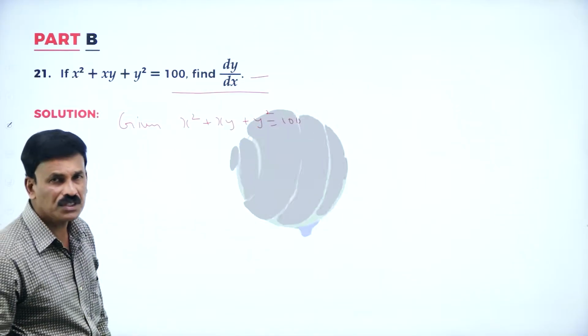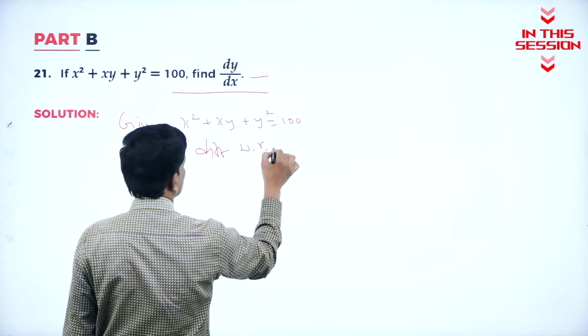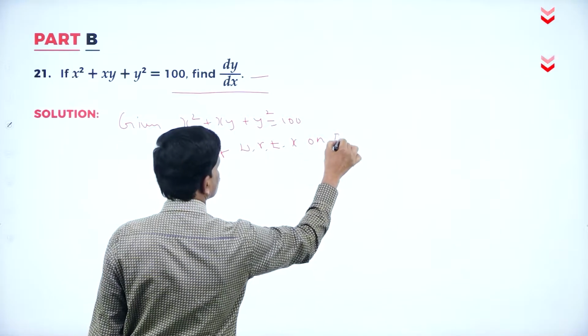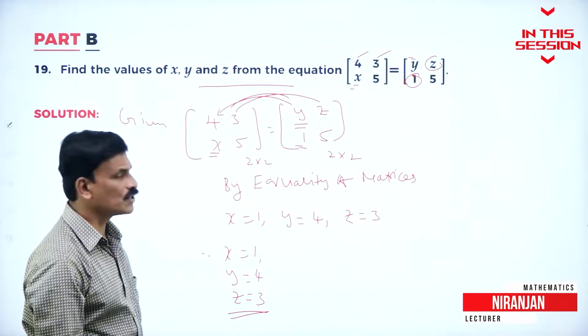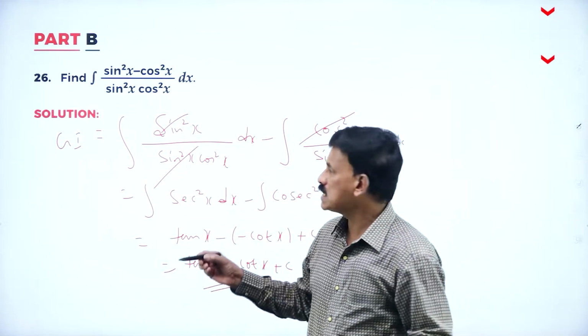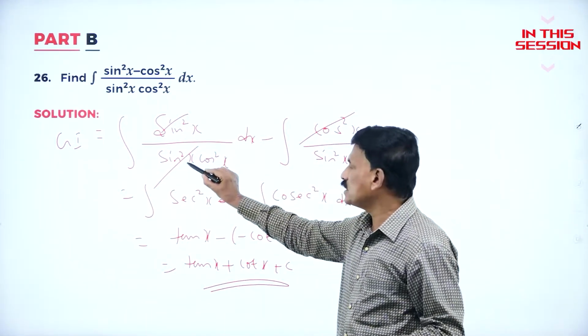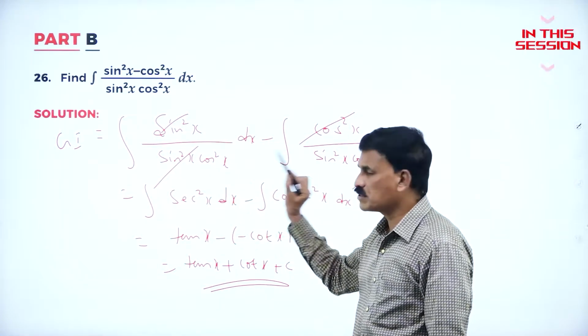Now differentiating with respect to x, implicit function, differentiating with respect to x on both sides. So x is equal to 1, y is equal to 4 and z is equal to 3. These are the values of x, y and z. Just cancel the terms which get cancelled. Here numerator sin square, in the denominator cos square, sin square by sin square gets cancelled. 1 over cos square is secant square.